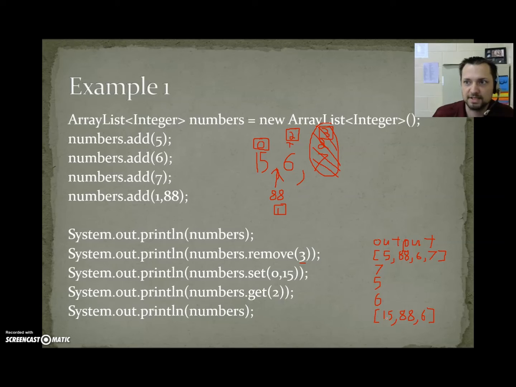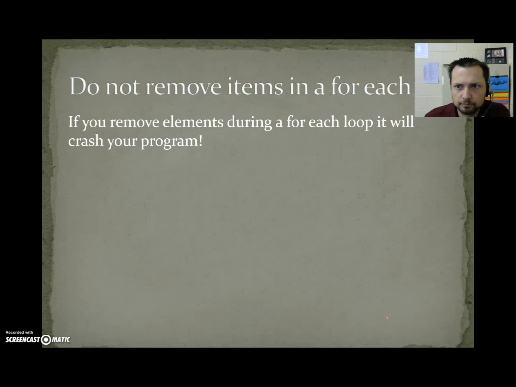Alright, we're going to move on to the next slide. This is just a note to you. Let me move it so you can see the exclamation. Do not remove items in a for each. If you remove elements during a for each loop, it will crash your program. So if you have to remove items from a list and you have to go through to find it, then do it with a for loop, not a for each loop.